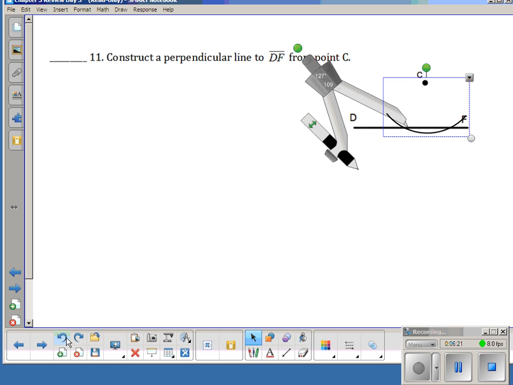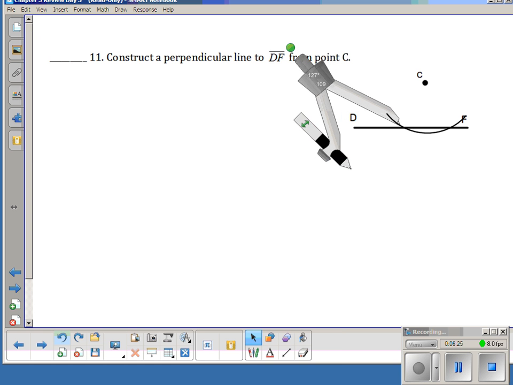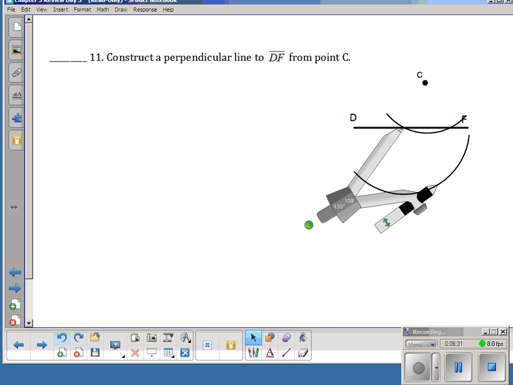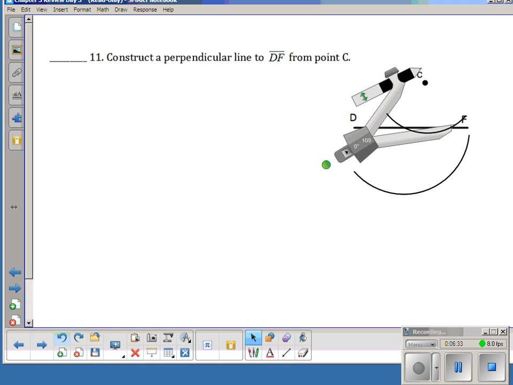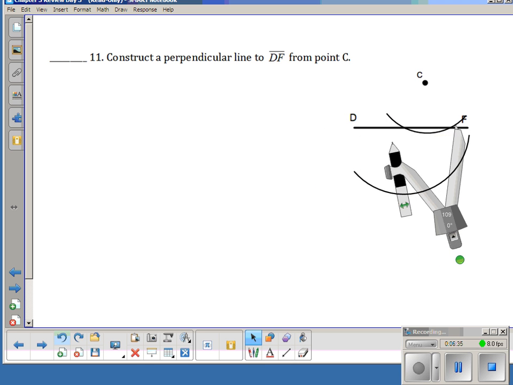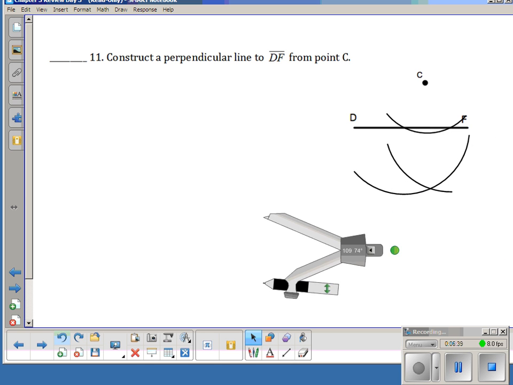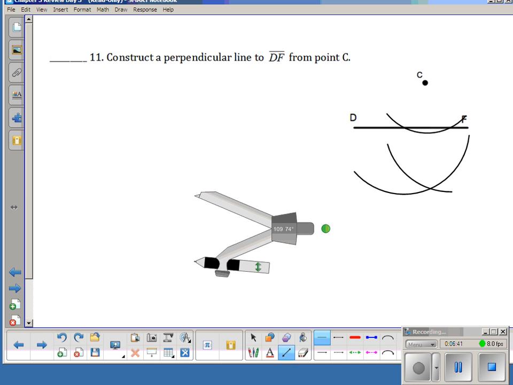Okay. Remember, this is like me finding the endpoints because I don't really have a segment here. I have a line. So I'm going to make an arc from one intersection. I'm going to go to the other intersection and make another arc. And where they intersect is where my line's going to go through. So I'm going to start at point C and draw a line nice through that point. And the only thing I know about is perpendicular. It's clearly not the middle.